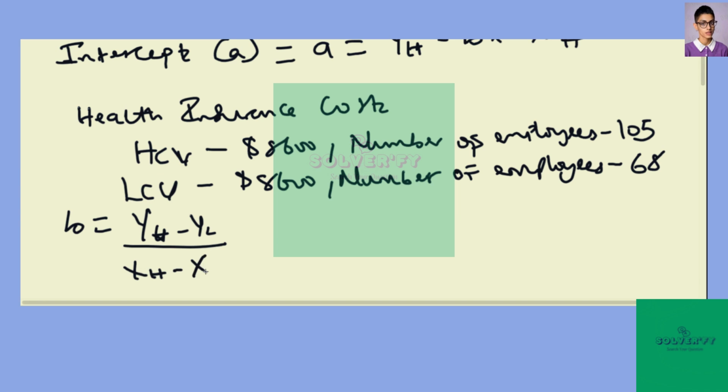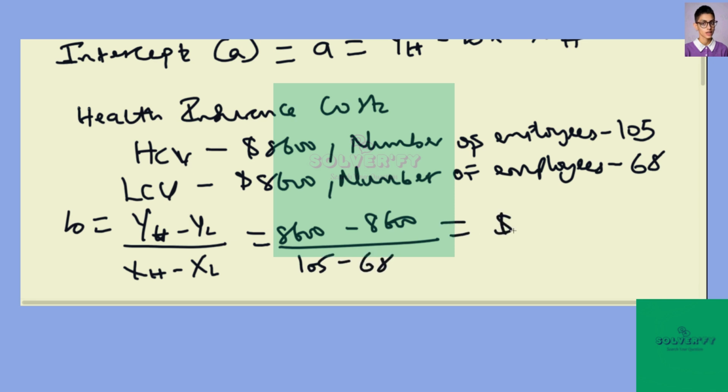So therefore the slope coefficient b will be equal to YH minus YL divided by XH minus XL, and this is equal to 8,600 minus 8,600 divided by 105 minus 68, and this is $0 divided by 105 minus 68, which is still going to be $0. So the slope coefficient b is $0.